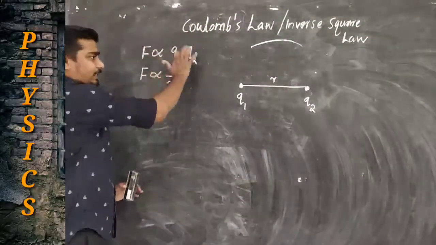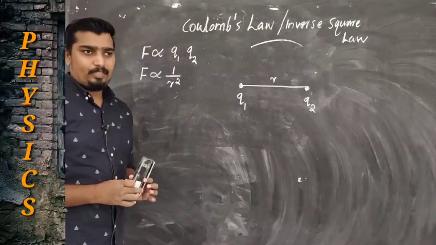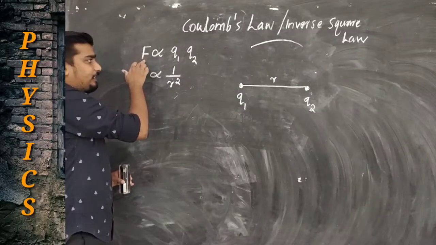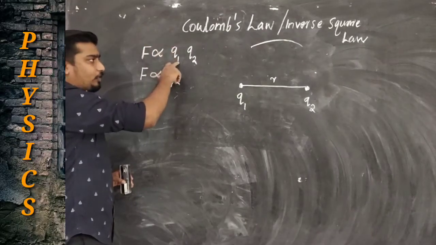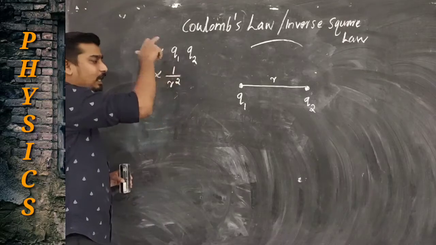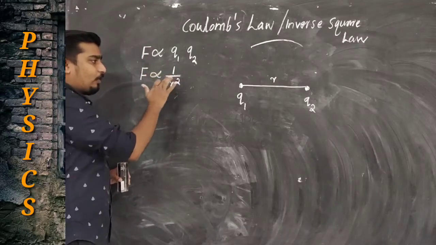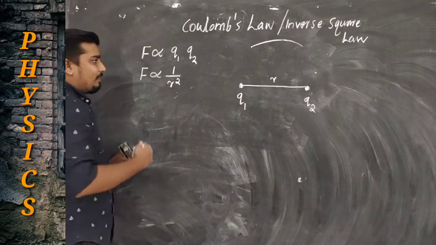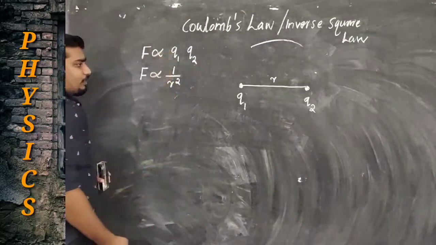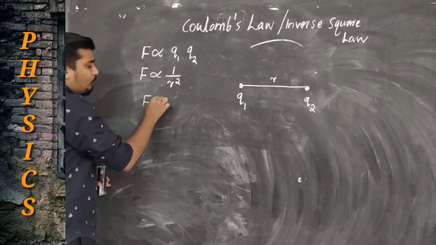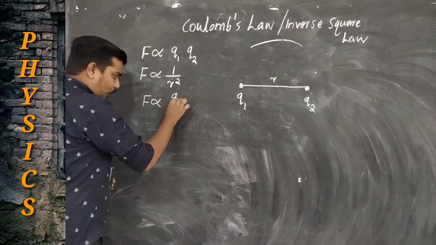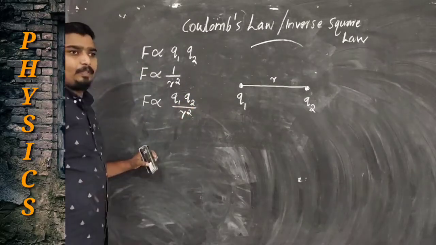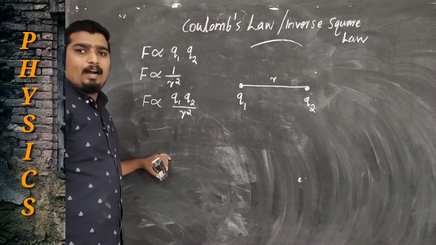Okay, this is Coulomb's law. The force of attraction between two stationary charges is directly proportional to the product of these two charges and inversely proportional to the square of the distance between them. Combining these two, F is proportional to Q1 Q2 by R square.